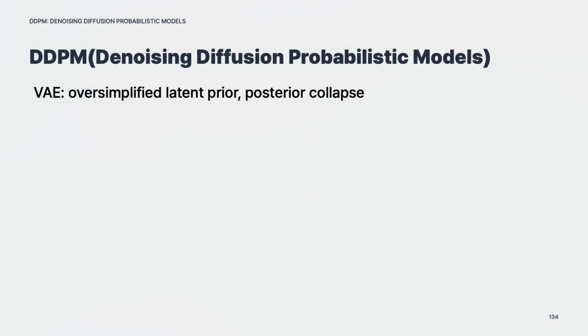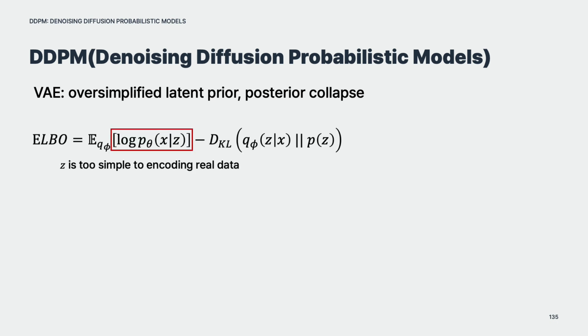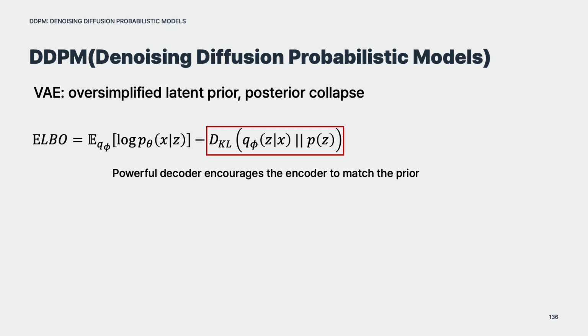Now, finally, let's take a brief look at DDPM, the denoising diffusion probabilistic model, which can be considered the starting point of modern diffusion models. DDPM addresses some of the core limitations found in VAEs. VAEs suffer from two major issues. The latent prior is too simplistic, typically a standard Gaussian, which may not capture the complexity of the data distribution, and posterior collapse, where the encoder stops producing meaningful latent variables because the decoder becomes too powerful.